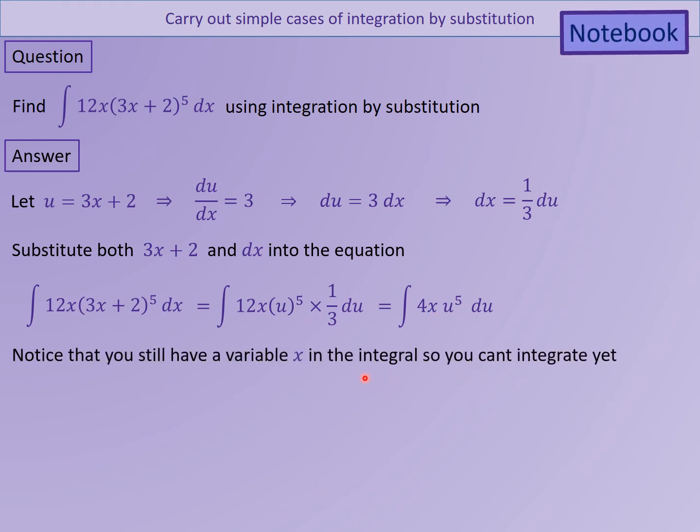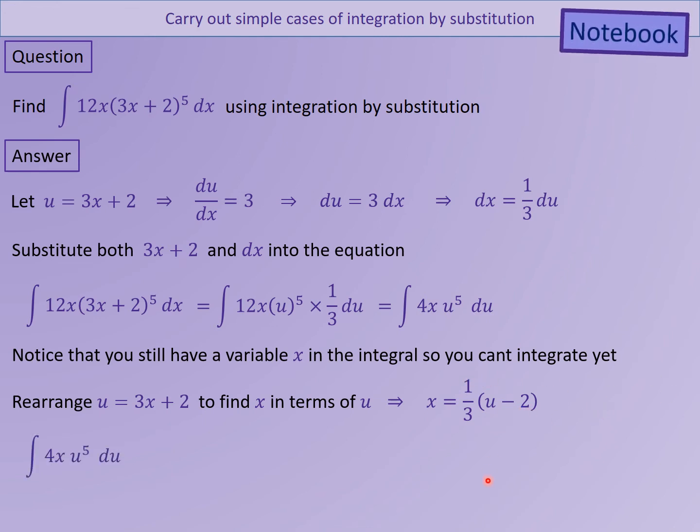So what I'm going to do is rearrange this equation and get the u value from there. I rearrange it and I get a third u minus 2. I can substitute that in. So 4x u to the 5 du can go to this: 4 lots of 1 over 3 (u minus 2) u to the 5. And it looks like I've gone from something hideous to something just as hideous down here.